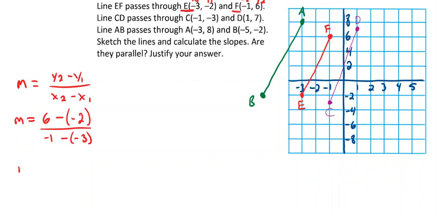So the slope on this one would be 6 minus negative 2. Minus a negative is the same as adding, so that's the same as 6 plus 2, so that's 8 over, and then negative 1 plus 3 would be 2. So 8 over 2, so that is 4. Okay, so that one's 4. Now we move on to the next one.